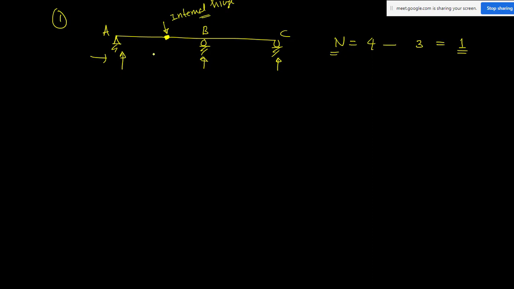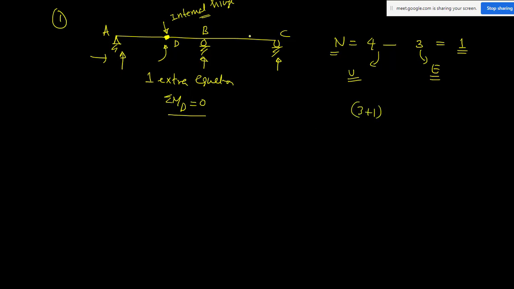What will happen if you add an internal hinge? This hinge will give you 1 extra equation. Currently I have 4 unknowns and 3 equations. If you take the hinge point as D, the hinge gives an extra equation: your moment at the hinge is going to be 0. That means your equations become 3 plus 1, 4 equations.